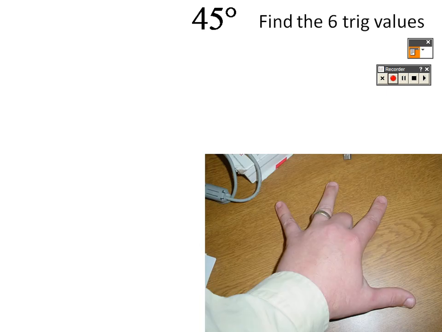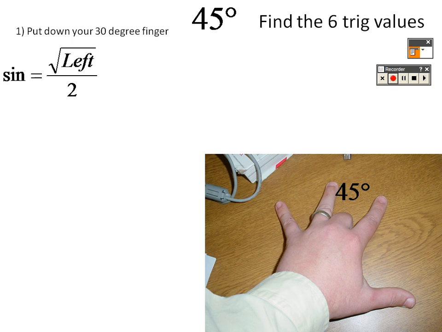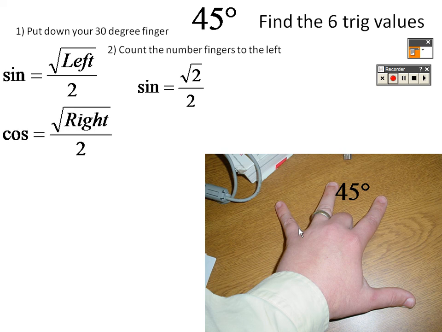45 degrees. Put your middle finger down. So, when you do that, sine is the square root of the left over 2. There are 2 fingers to the left. So it's root 2 over 2.